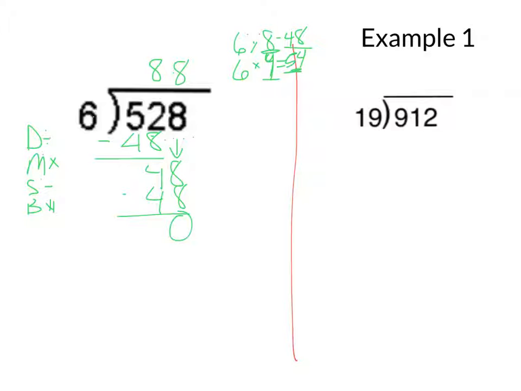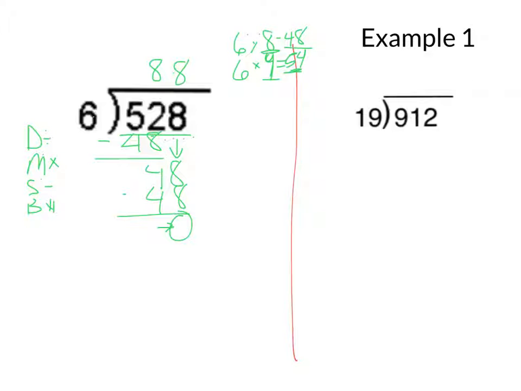And then we would bring down, but we notice that this is a 0, so it terminates, it ends. We don't need to bring down. So the problem is done. How many groups of 6 could you make from 528 sheep? You can make 88 groups of 6. On to the next example.